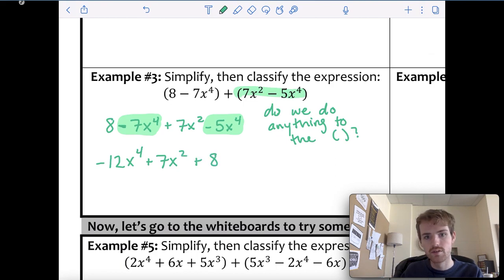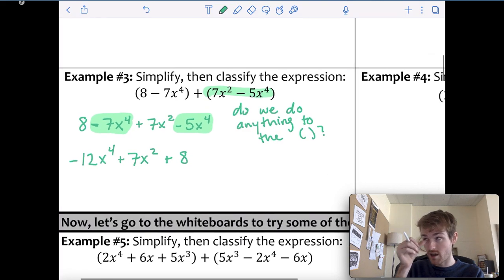Oh, we'll finish this up. I've been forgetting to classify these. So once we get done with example 4, we'll go back and classify these examples.